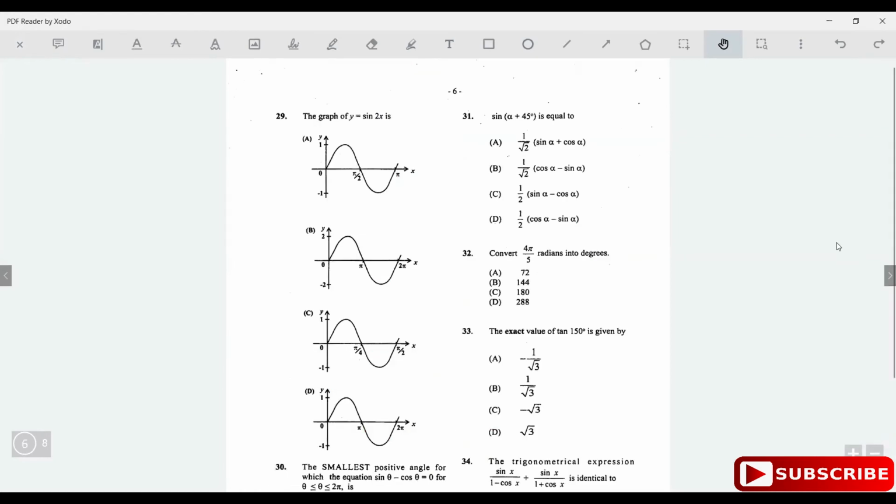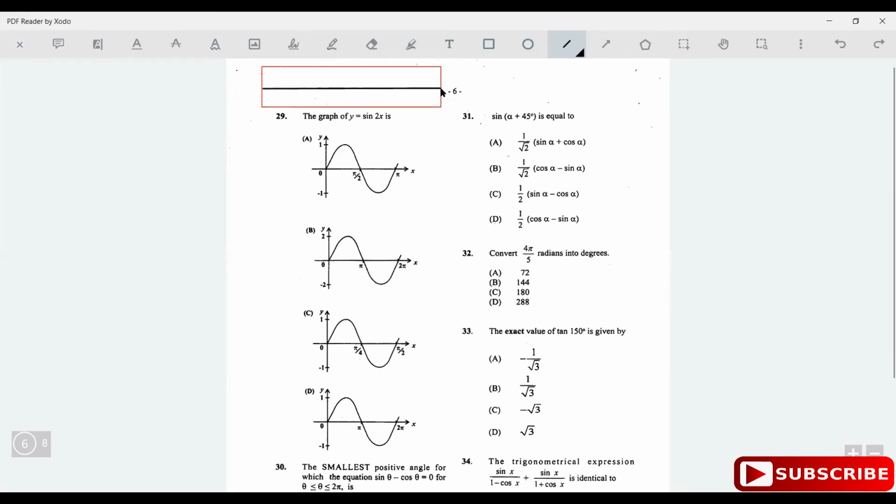Question 29 asks us to sketch the graph y equals sine 2x. To sketch it, first we know that the sine graph passes through the origin, but look at this now, sine 2x. We need to find when sine 2x is equal to 1. My preferred method is to put a table. I'm going very basic. You might say, sir, why do I need a table? Well, you're going to see.